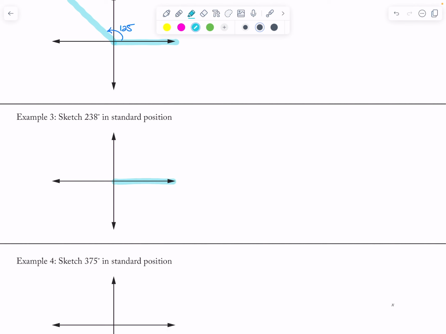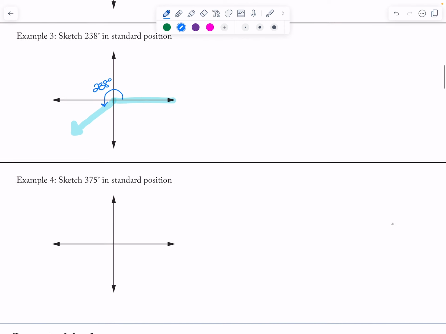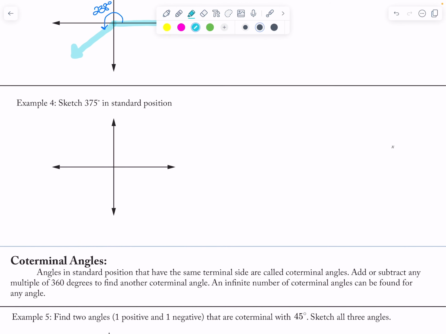So terminal side 238 degrees is bigger than 180, but smaller than 270. So around here gives me 238 degrees. And then my 375 is kind of odd. He's kind of strange. So I mark on my terminal side, and when I go around, that gives me 360 degrees, and then a little bit more would give me 375. So I just need like 15 more degrees here. But I did go all the way around in a circle and then back around again to get 375 degrees.